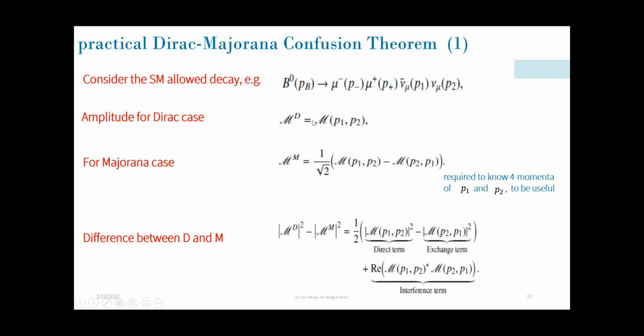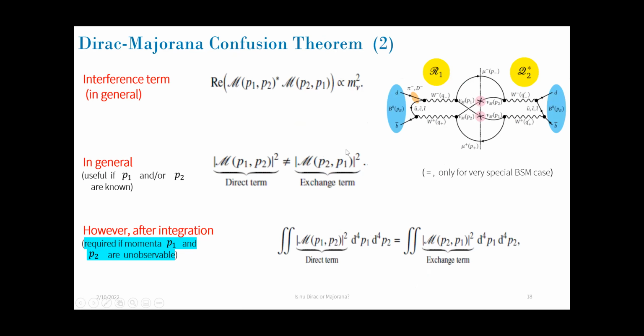Now, the difference between Dirac and Majorana comes from the scale of the direct term minus the exchange term, plus interference terms, okay? So there are two important terms: the difference between direct and exchange, and the interference terms. Now here, the interference term in general is proportional to m_nu squared. In special cases this is not so, but in general this comes from twice the spin, the helicity flip, giving m_nu squared.